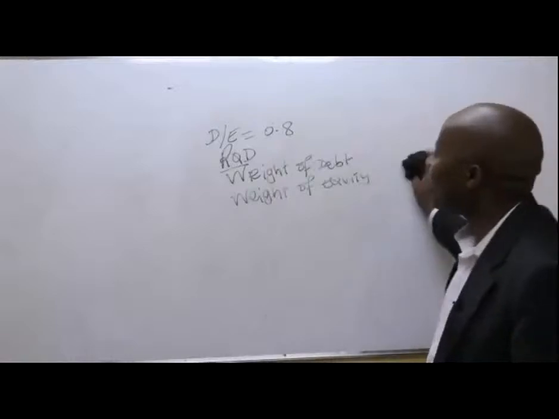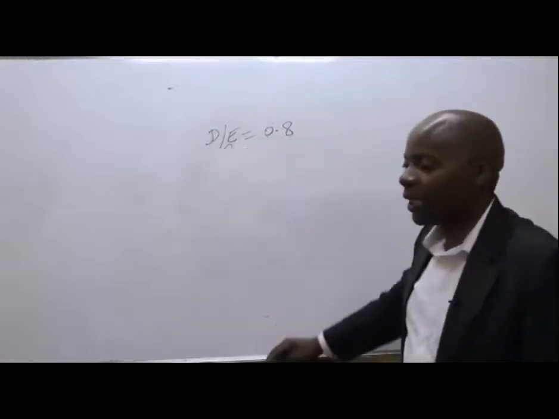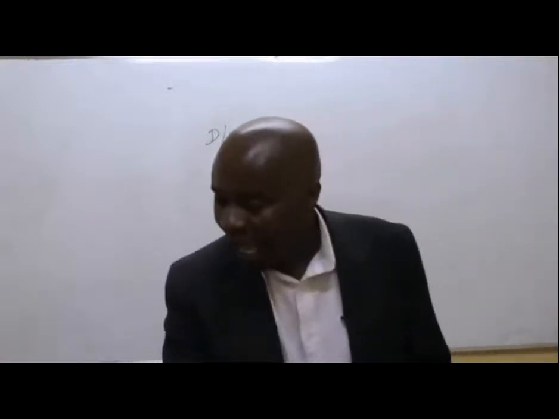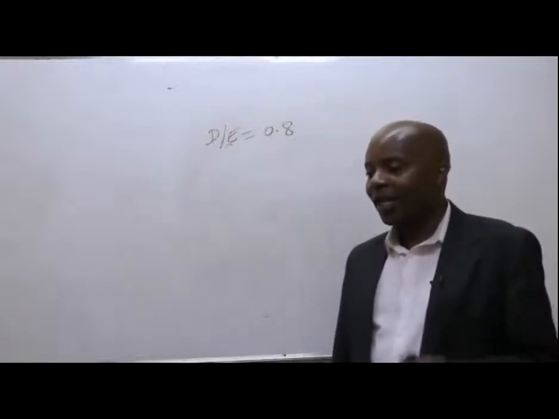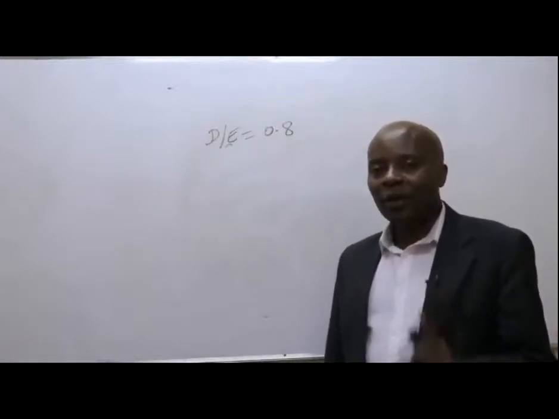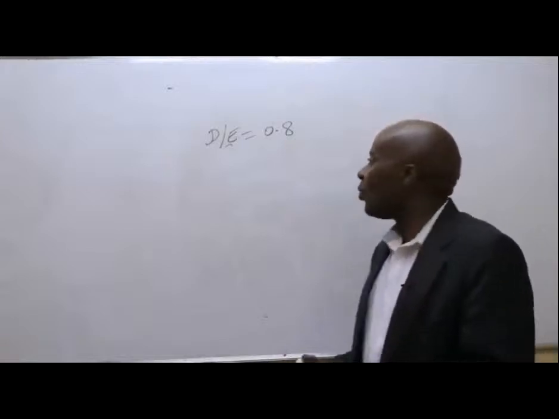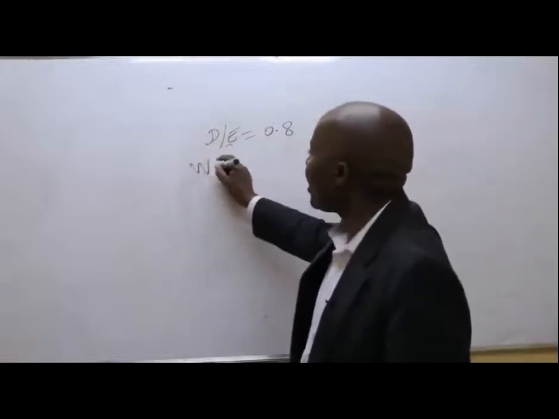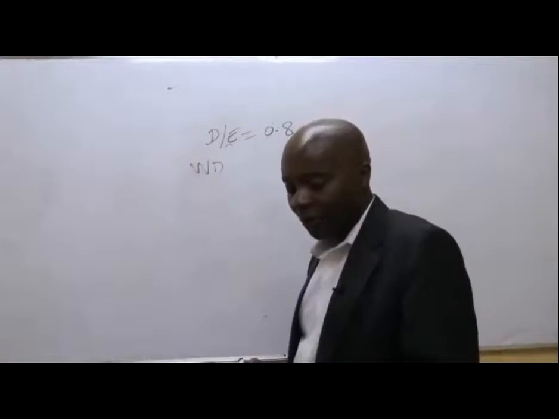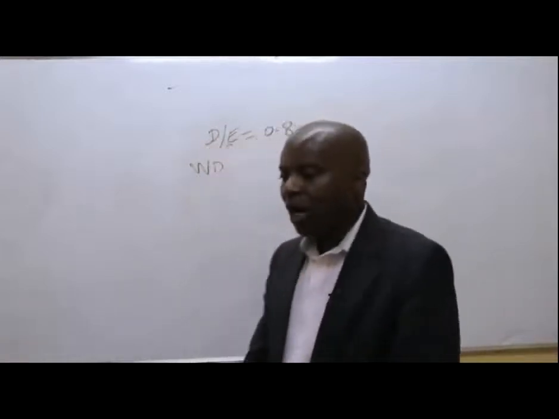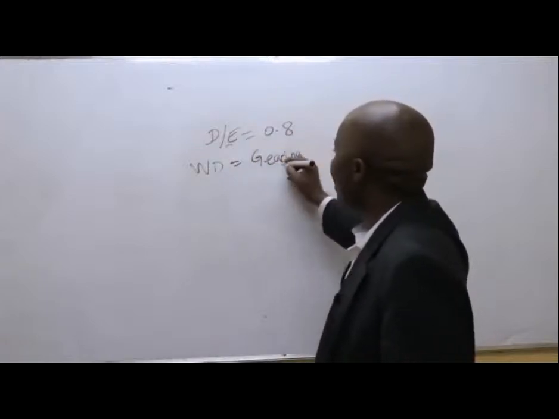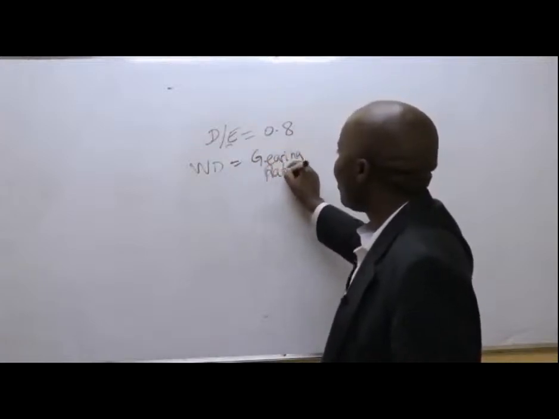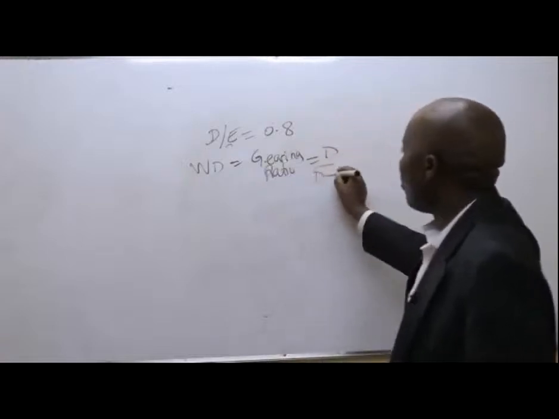Now, anytime they want you to give them the weight of debt, ladies and gentlemen, they basically want you to ascertain the gearing ratio. So gearing ratio is the same as the weight of debt. We are saying that weight of debt, which you normally take as WD, is the same as gearing ratio, whose formula is debt all over debt plus equity.